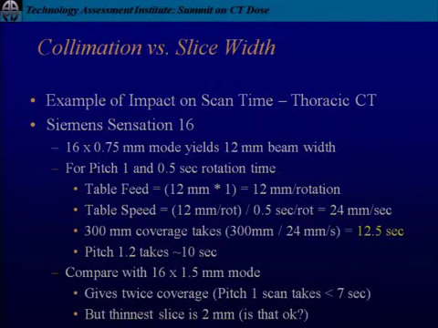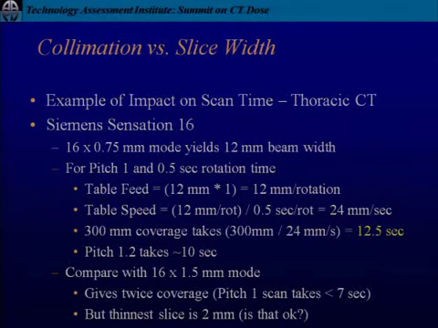Good. You're good. Your goal was 15. If you needed to go a little less because the patient couldn't hold their breath for 15 seconds, then you could always increase the pitch a little bit. Okay? If you compare that with 16 by 1.5 millimeter mode, remember the trade-off. A little thicker slices, you're only going to be able to get as thin as 2 millimeters, but your coverage is going to be twice. So that scan time, rather than 12.5, is going to be a little less than 7 seconds, right?